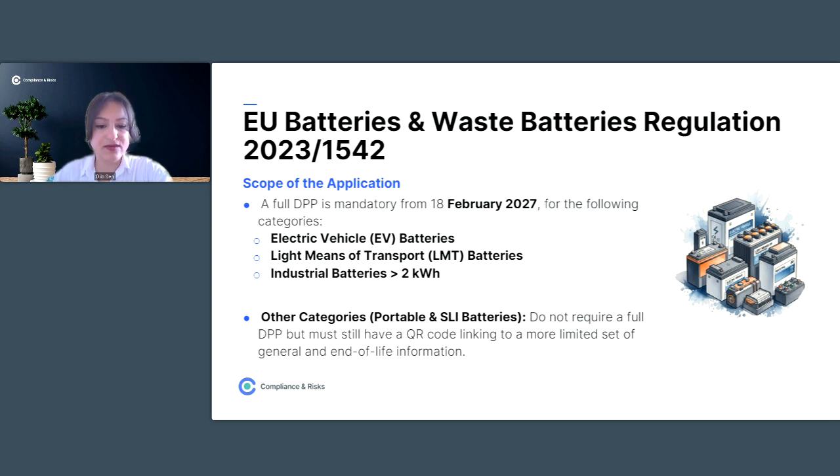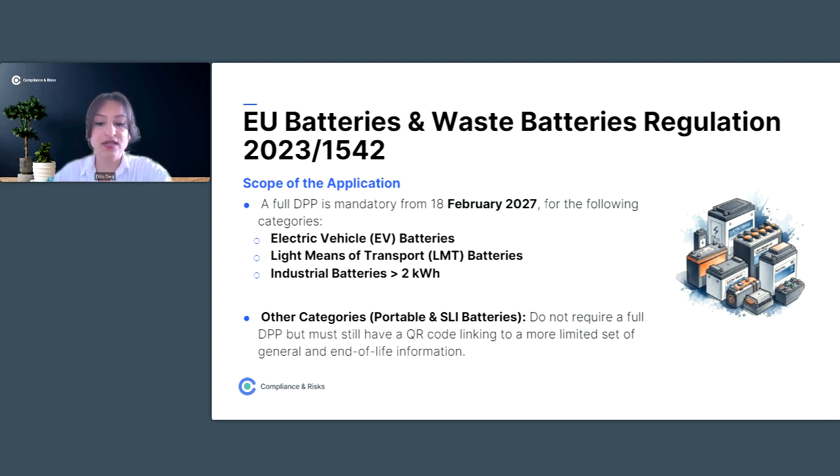The DPP requirement, the Digital Product Passport requirement, is precisely targeted from 18th of February 2027. It's mandatory for three key categories. First one is electric vehicle batteries. The second one is LMT batteries, which means light means of transportation, which power vehicles like e-bikes, e-scooters, and electric mopeds. And third one is the industrial batteries with a capacity exceeding 2 kilowatt hours.